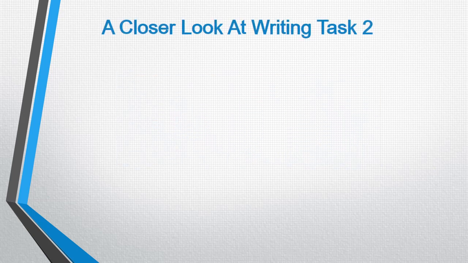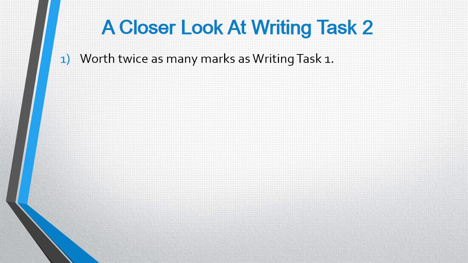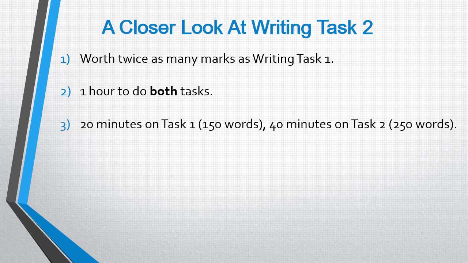First of all, it's worth knowing that writing Task 2 is worth twice as many marks as writing Task 1, so improving your writing Task 2 is the fastest way to improve your writing band score. Now, you are given 1 hour to complete both tasks, Task 1 and Task 2, and it's up to you how much time you spend on each task. It's recommended though that you spend 20 minutes on Task 1 and 40 minutes on Task 2.